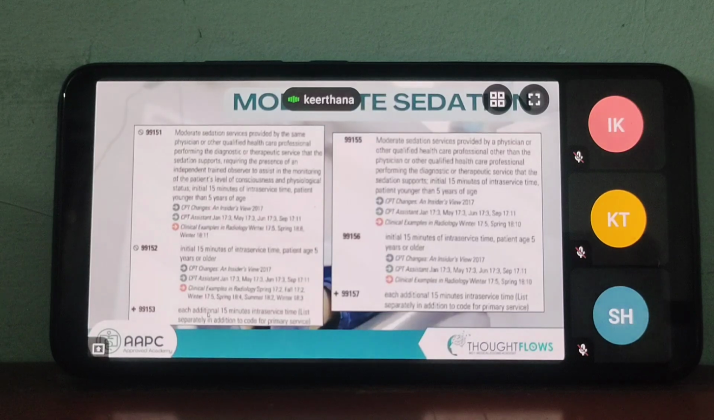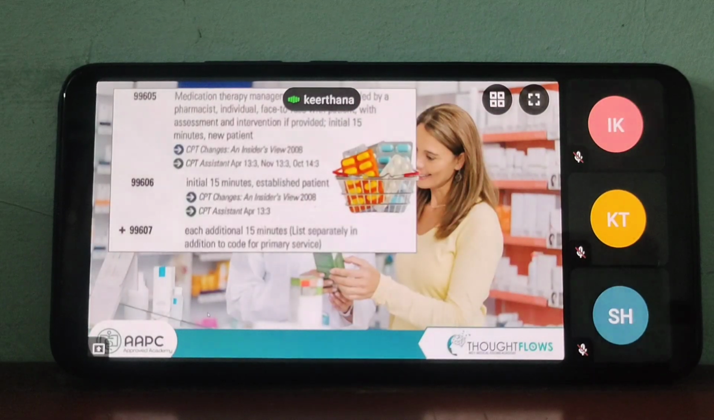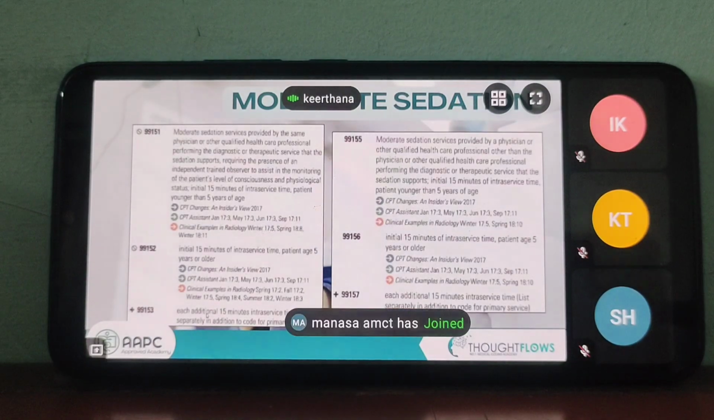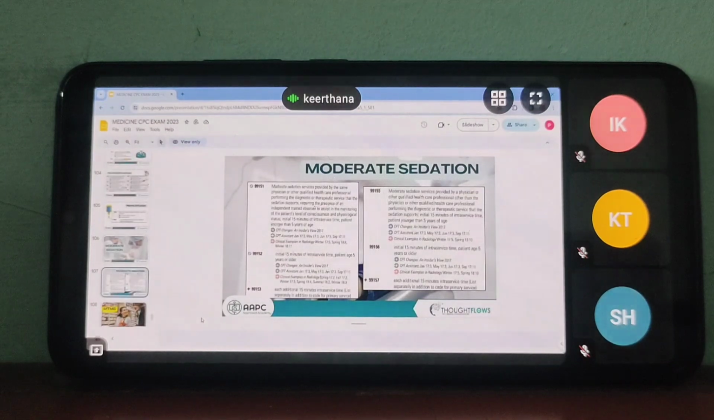If moderate sedation has been completed, your portions under medicine got completed. The medicine topic has been completed for you. Let's move to the E&M part. I will give a general revision over E&M and then I will start the course tomorrow.